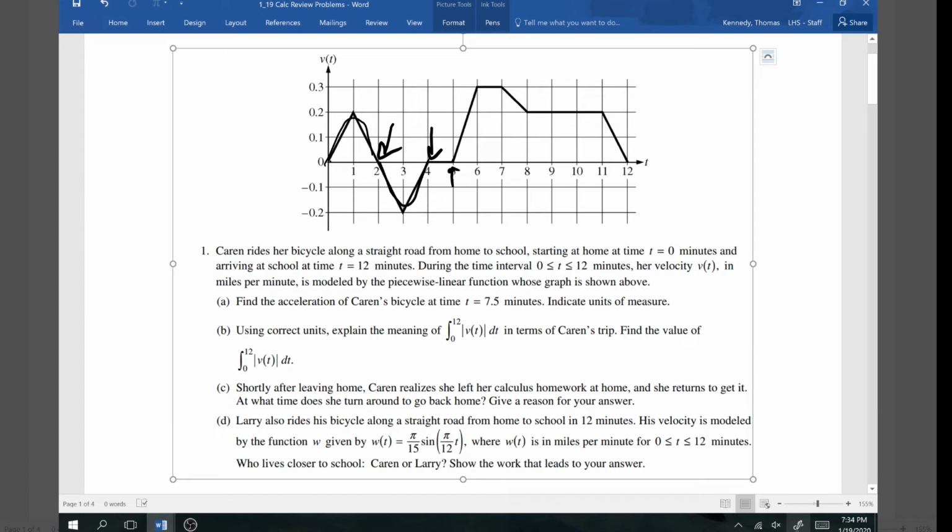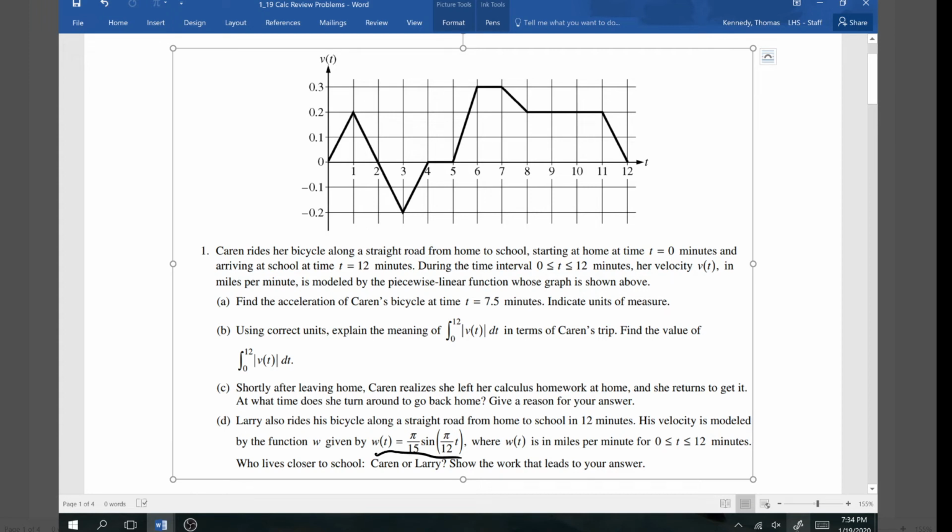Okay, moving down to the bottom part here. Larry also rides his bicycle along a straight road from home to school in 12 minutes. I imagine being so destitute in life that you feel the need to raid a 10-viewer calculus stream. Man, life is hard.